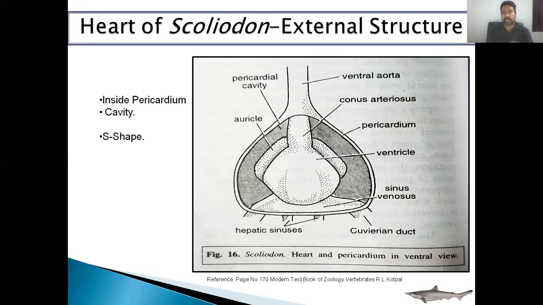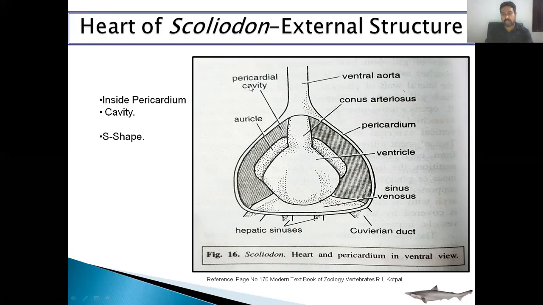We have already discussed the position of the heart. So this heart is inside the pericardium. If you see here, this is the pericardium, which is the covering of the heart. And this is a double walled pericardium, and the cavity is there. The cavity is called the pericardial cavity. The heart is situated in this pericardial cavity.